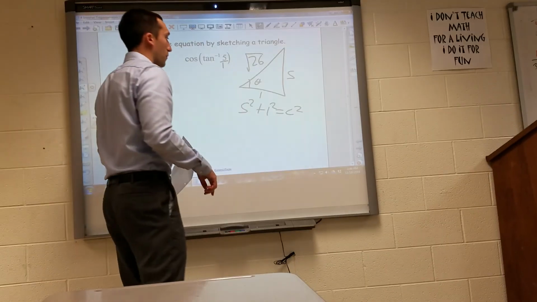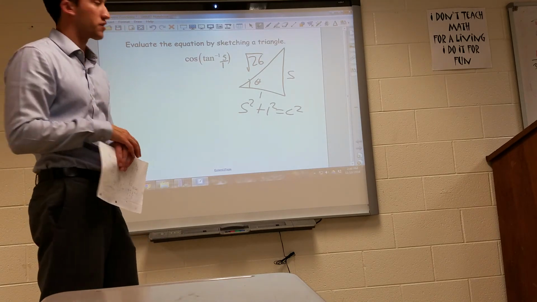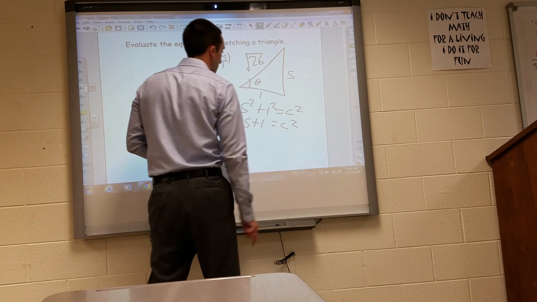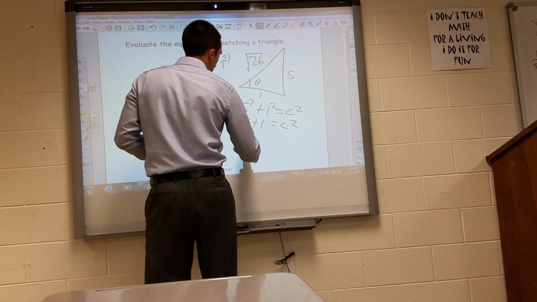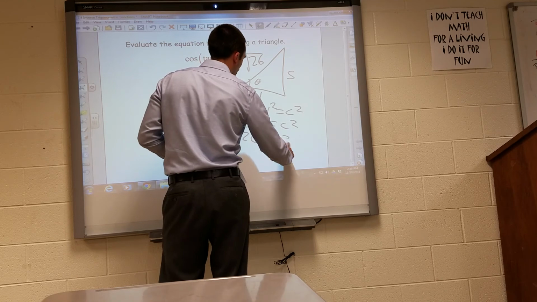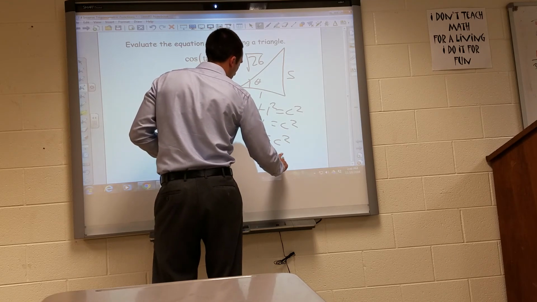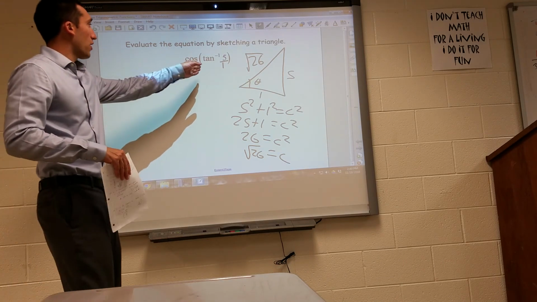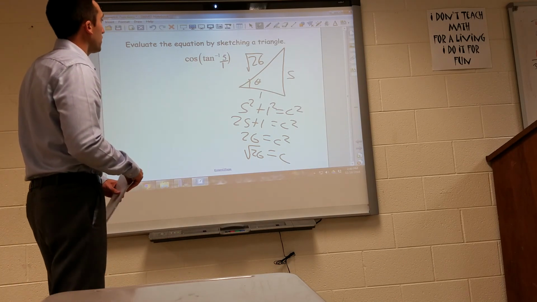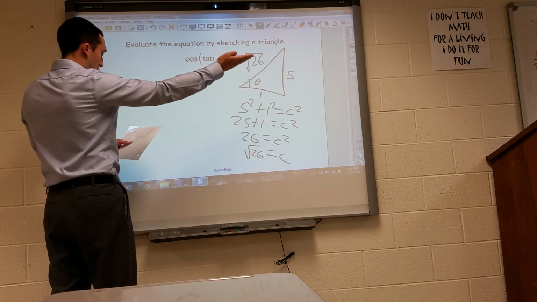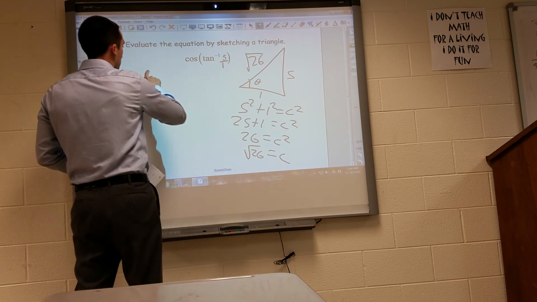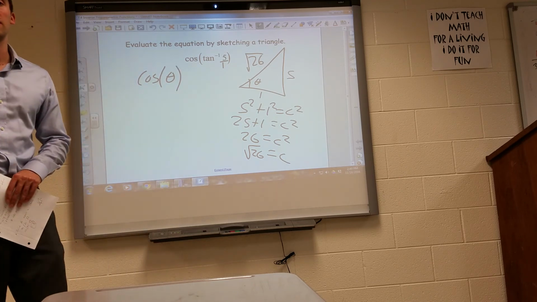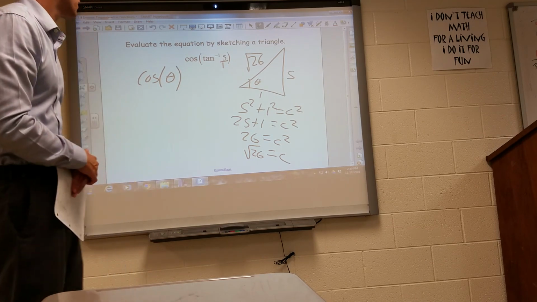Remember, the Pythagorean theorem is a squared plus b squared equals c squared. Go ahead and plug in for a and b. C is your hypotenuse. And so we can see here we get 26 is c squared. So square root 26 is my hypotenuse. Now I go ahead and solve my equation. The tangent inverse of 5 is, again, cosine of then theta. I don't know what theta is, but I'm not worried because I'm really looking for the cosine. I'm not looking for the angle.